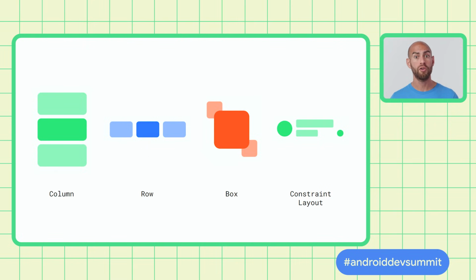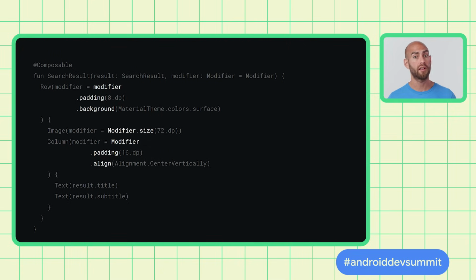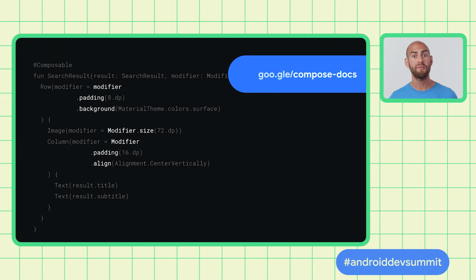Jetpack Compose offers a brand new way to describe your UI declaratively in code. It offers new composables for arranging your UI, and modifiers for configuring components and adding behaviors. But this talk is not about these basic building blocks. If you're not familiar with these yet, then please go check out our documentation first.